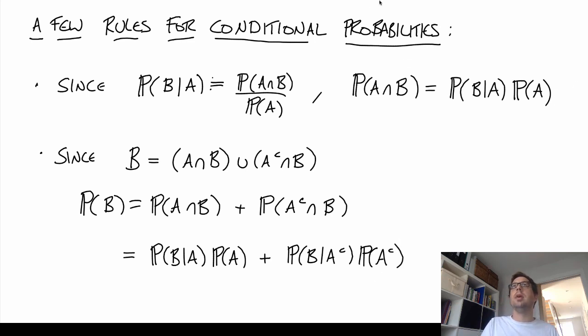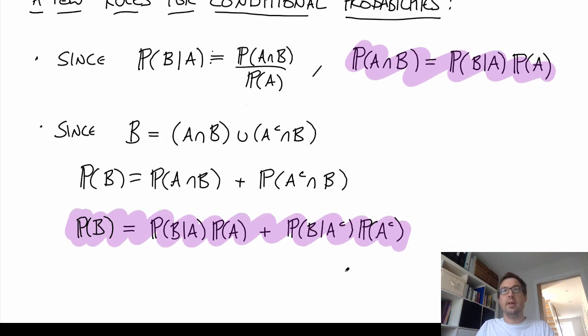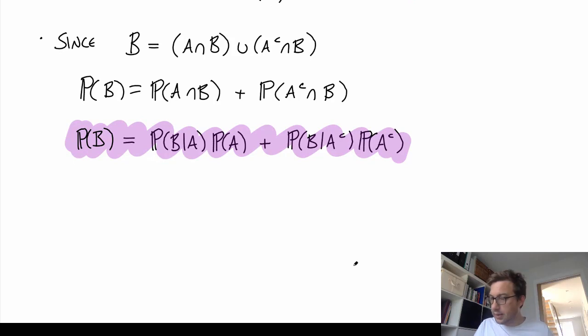So we've got one useful probability rule here, and another useful probability rule here: the probability of B is equal to the probability of B given A times the probability of A, plus the probability of B given not A times the probability of not A.